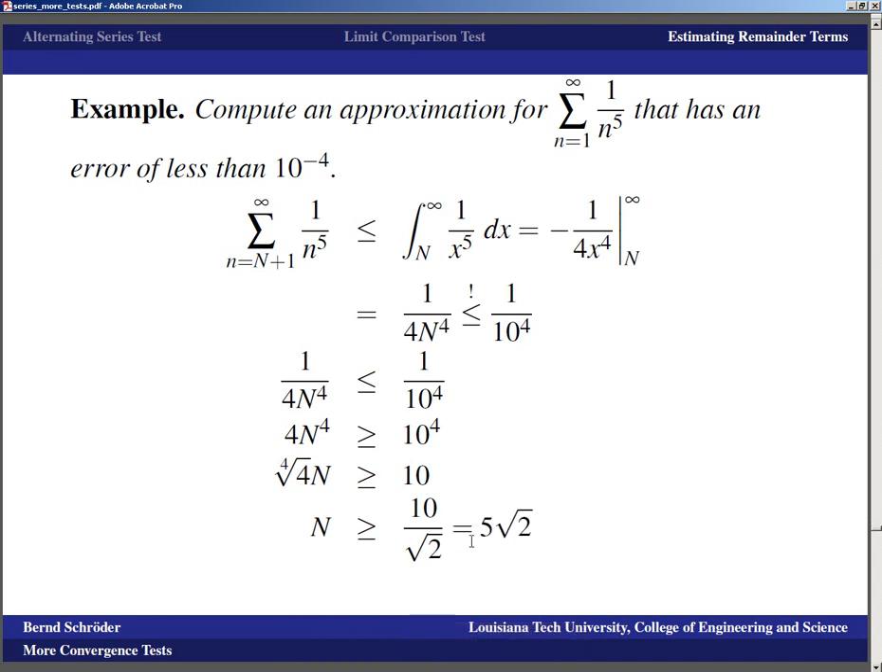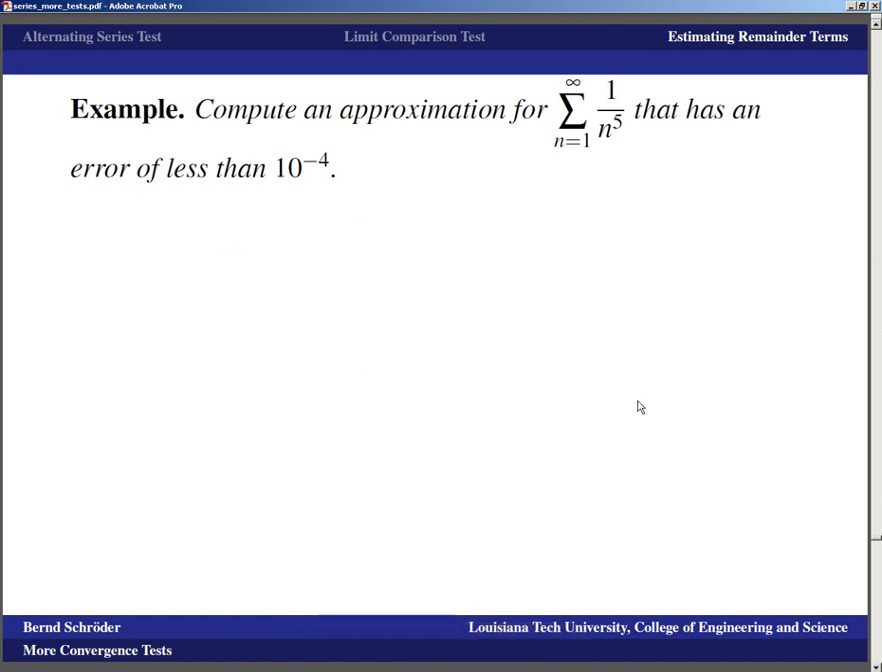10 over square root of 2 is 5 times root 2. Root 2 is 1.4 something. 1.4 something times 5 is 7 point something, which means n greater than or equal to 8 will do it. And so then the approximation would be the sum n equals 1 to 8, 1 over n to the fifth, which is something that can be worked out with a calculator, and it's approximately 1.03688, and that means here that these digits are completely accurate.